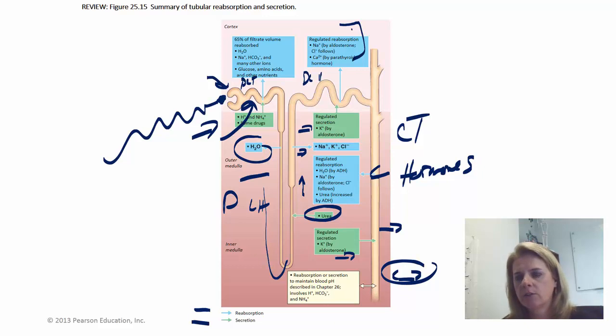So this is a great picture. I get a lot of questions on my exam from this particular picture. So we've introduced urine formation, how it occurs: filtration, reabsorption, and secretion, where that occurs in the tubule, and what's actually being secreted and reabsorbed.